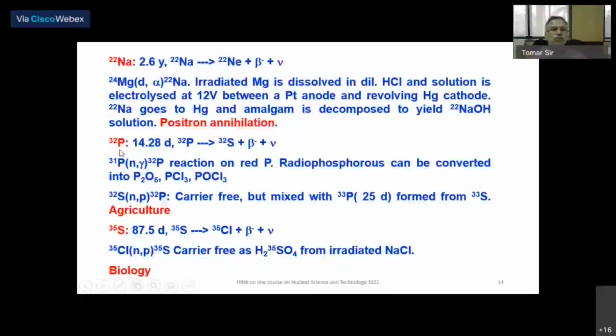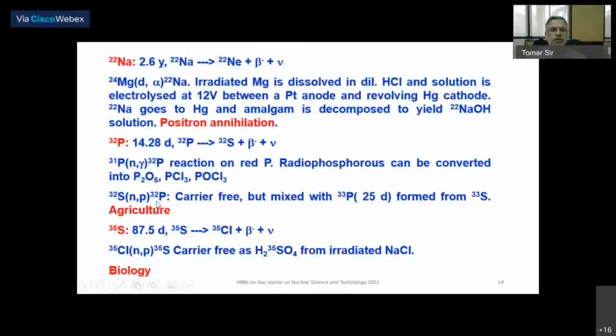Another isotope is phosphorus 32, 14.28 days, decays by beta minus to sulfur 32. And it is produced by the neutron induced reaction on phosphorus 31, P31 (n,gamma) P32. On red phosphorus, so radiophosphorus can be converted into, let us say, P2O5, or PCl3 or POCl3. But this phosphorus 32 is not carrier free, it will contain phosphorus 31.